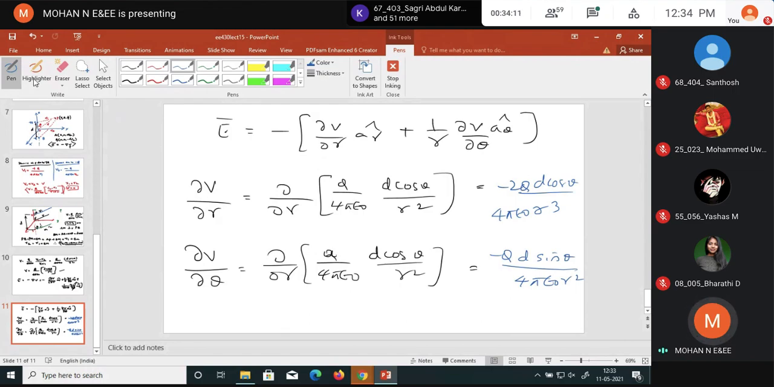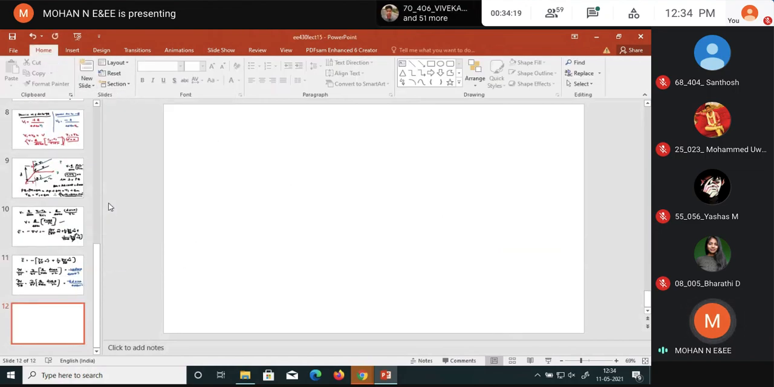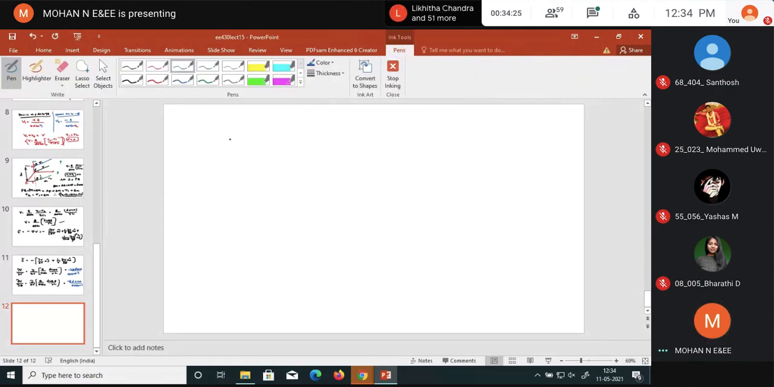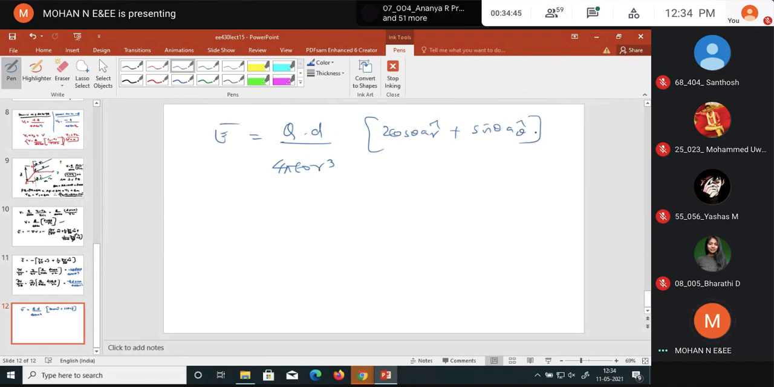Okay, if you substitute back in the original expression, you will be solving for E vector, that is equal to Q D divided by 4πε₀ R cube, 2 cos θ A_R cap plus sin θ A_θ cap. So this is the electric field at point P due to an electric dipole.